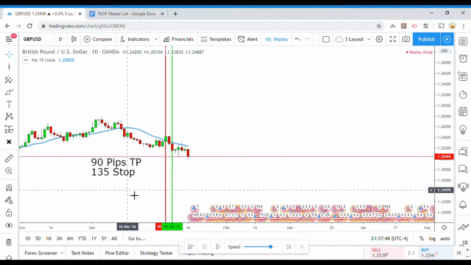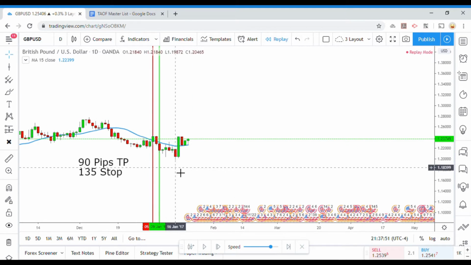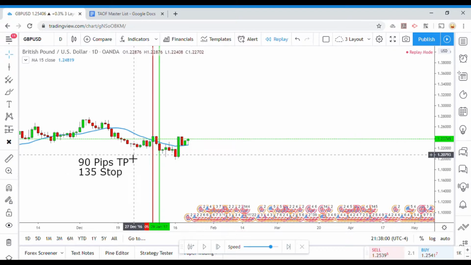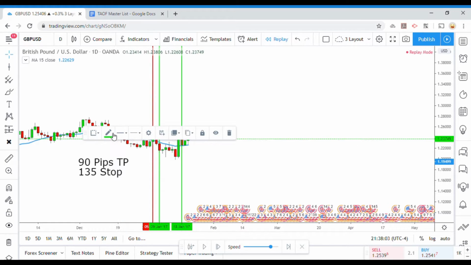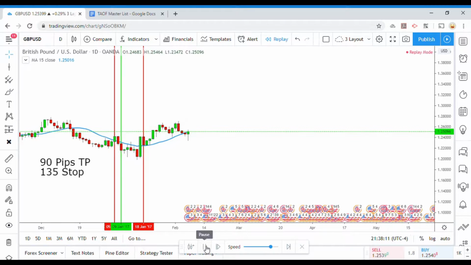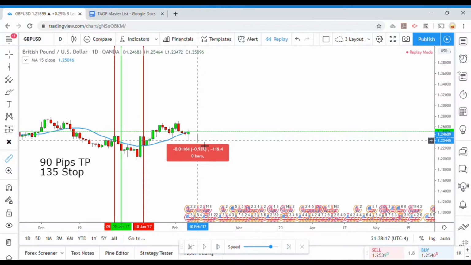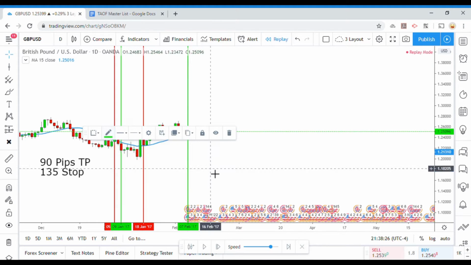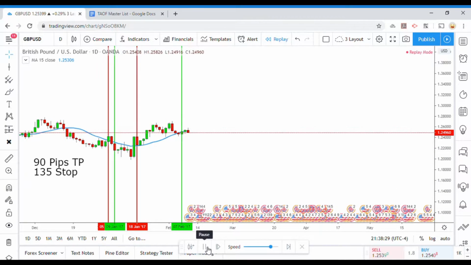Looks like this one right here was a win. Cross there. Wonder if that didn't stop us out. Yeah, that was a loss there. That was a win there.